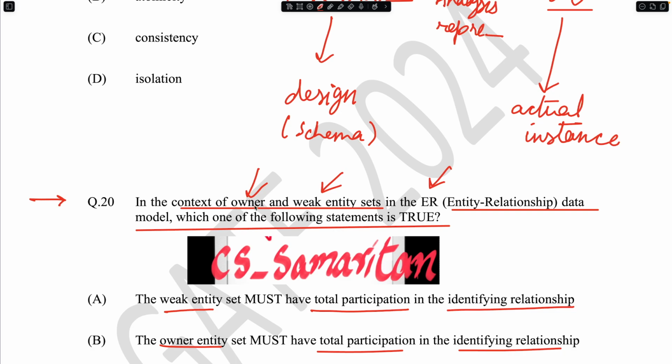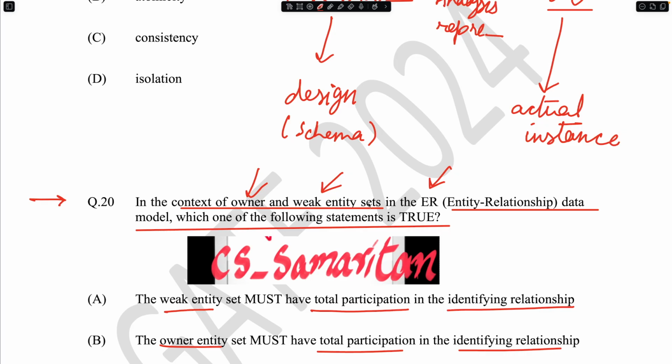First, your owner entity set is nothing but your normal entity set, right? An entity is basically a real world object which can be uniquely identified. A collection of such entities is called an entity set. A strong entity set, an entity set and an owner entity set are basically the same thing. The different concept over here is the weak entity set.